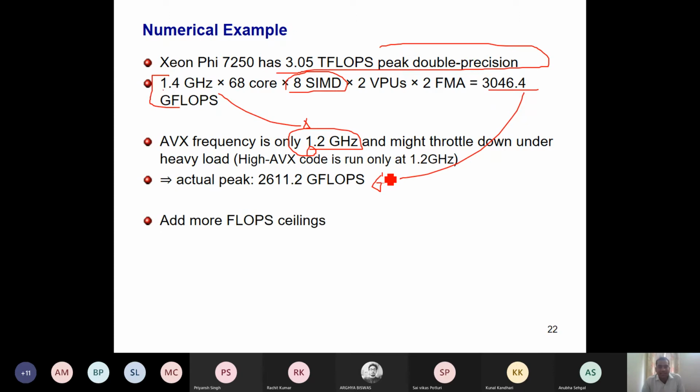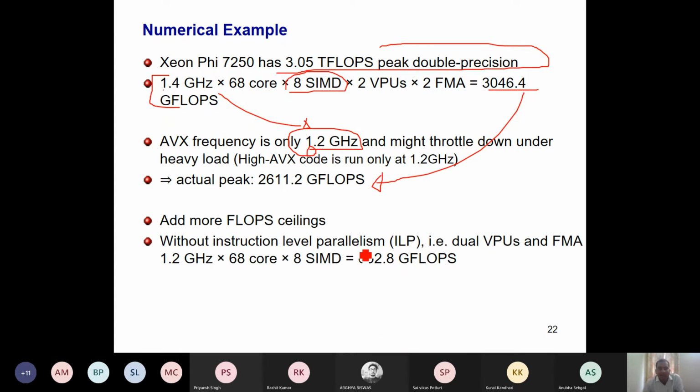Okay. Next, core ceiling. If you don't have sufficient instruction level parallelism, then you are not able to utilize both the VPUs. And you're also not able to utilize FMA. That means you can't, in a single cycle, do both add and multiply. Suppose your code is dominated by add, it only needs to do add, or it only needs to do multiplication. Then you are not able to utilize both add and multiply. So you remove the factor of 2 from this, and you also remove the factor of 2 here. So compared to this, you already reduced by 4x.